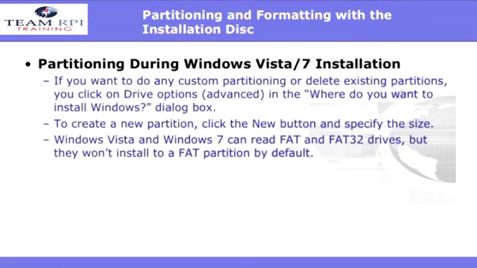Keep in mind, if you want to do any custom partitioning or delete existing partitions, all you have to do is click on Drive Options, it's under the Advanced tabs, and then go to Where do you want Windows to install? Another important note is Windows Vista and Windows 7 can read FAT and FAT32 drives, but they won't install a FAT partition by itself.